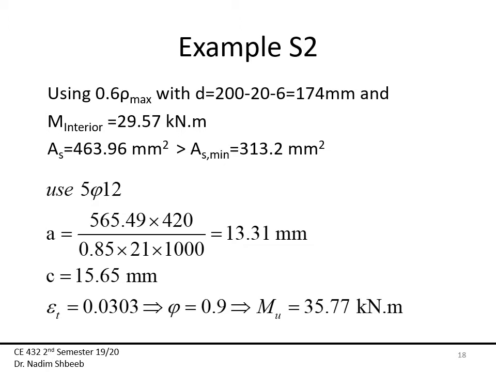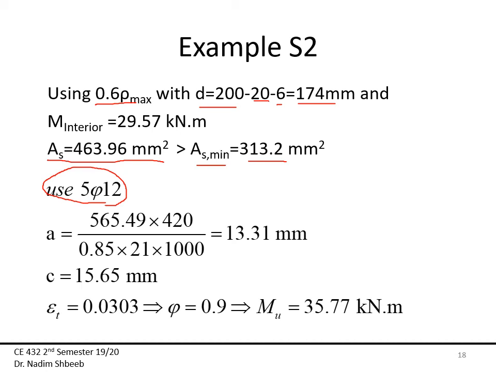And I'm going to start with that. So here again, I'm using 0.6 rho max. D now is 200 minus 20, and here I'm assuming 12. So this is my D. According to that, my area of steel will become 463, which is again bigger than the AS minimum, which is calculated to be 313.2 millimeters squared. So here I'm going to use 5 12.